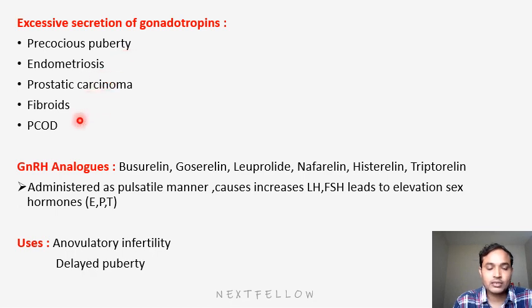Next is gonadotropin releasing hormone analogs. Examples are buserelin, goserelin, leuprolide, nafarelin, histrelin, and triptorelin. These analogs can be administered in two different ways, and they have different responses. If you administer them in a pulsatile manner, they have one response, and if you administer them continuously, in a non-pulsatile manner, they have a different response.